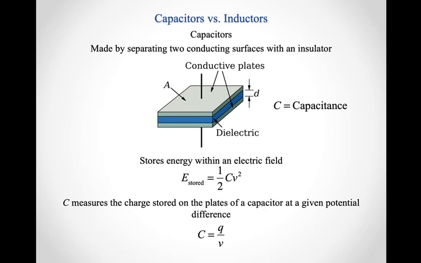At this point, we've talked about 4 different circuit elements. We've talked about the battery, a resistor, a capacitor, and an inductor. What I want to do now is highlight the similarities between 2 of those elements.